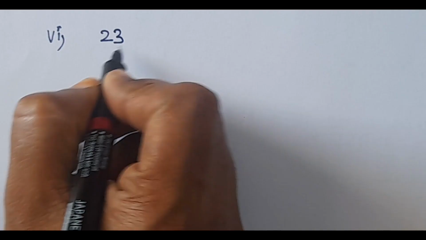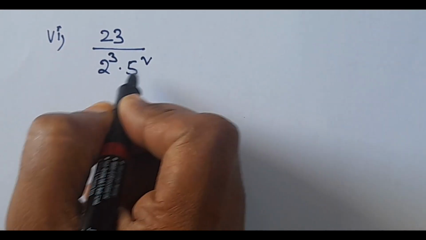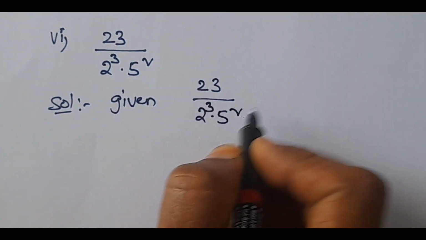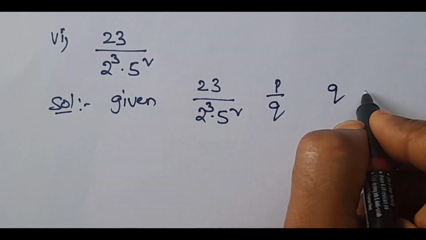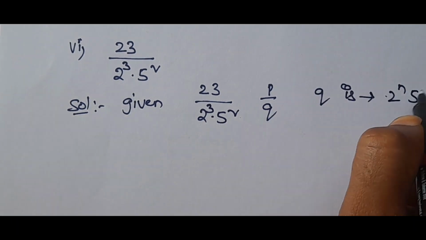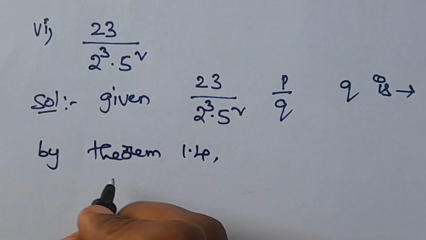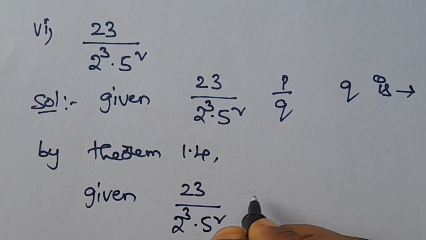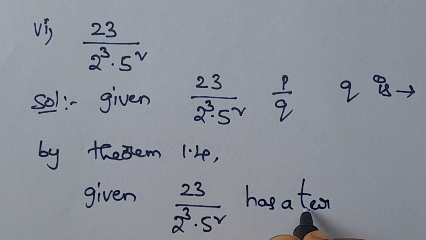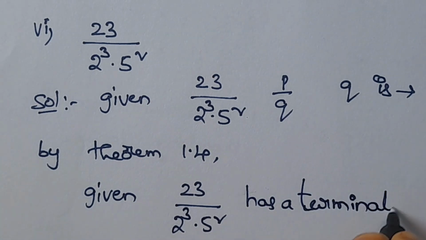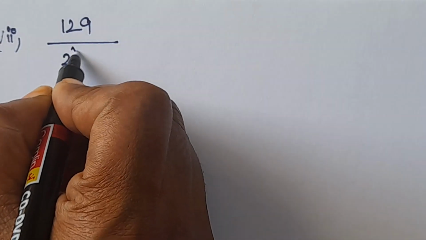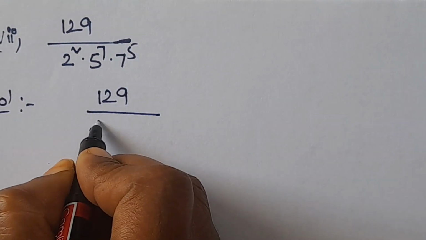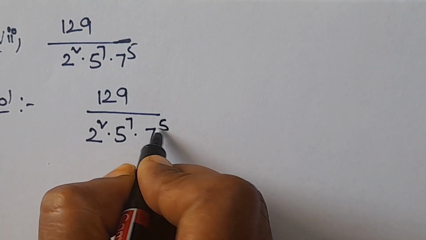Next bit, sixth one, 23 divided by 2 cube into 5 square. Solution: the given rational number is 23 divided by 2 cube into 5 square, which is in the form of p by q. It's clear that q is of the form 2 power n into 5 power m. By Theorem 1.4, the given rational number has a terminating decimal form. Seventh bit, 129 divided by 2 square into 5 power 7 into 7 power 5.